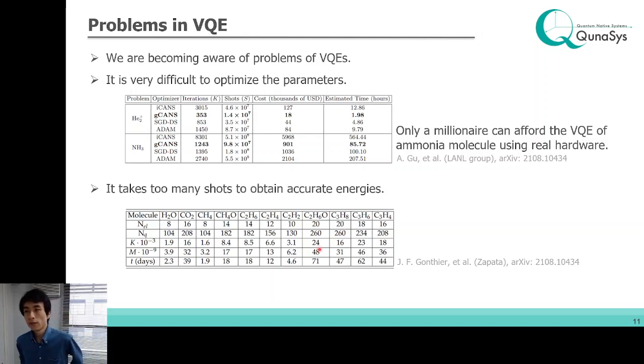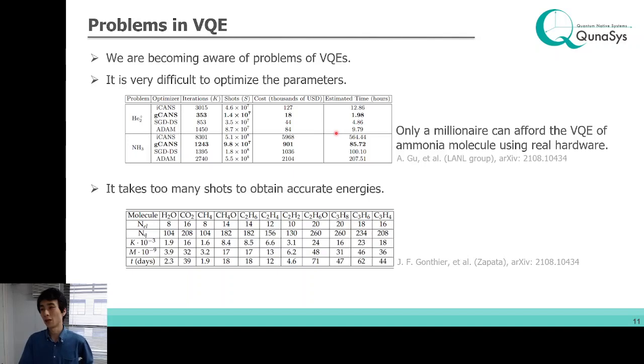So the VQE has been a promising candidate for NISQ algorithms, but we are becoming aware of the problems of VQEs, as you may know. The first problem is that it is very difficult to optimize the parameters under the statistical noise that is intrinsic to quantum computers. For example, the state-of-the-art optimizers for VQE can only optimize very small molecules using 10 to the 8 shots, or runs of quantum circuits, and if you use real quantum hardware, it costs us $1 million.